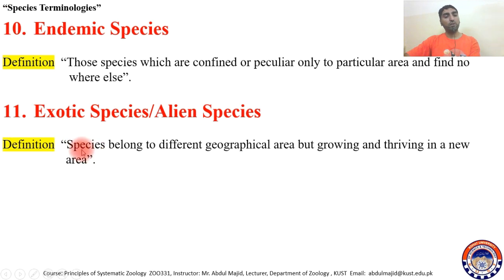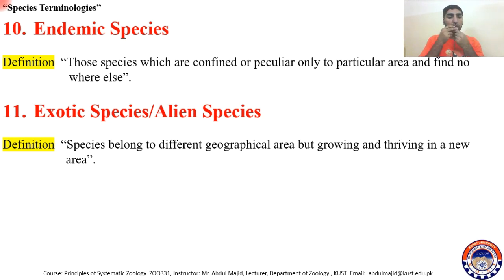Exotic species. Species which belong to a different geographical area, but are growing and thriving in a new area. For example, if a species is endemic to a certain place, but you transport those species, or by chance they have been transported to a new area where they start thriving and growing, these species are now called exotic species. Like for example, in Pakistan we have the silver carp, which is an exotic species.